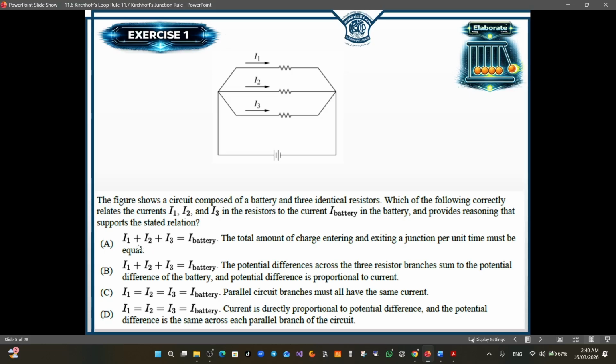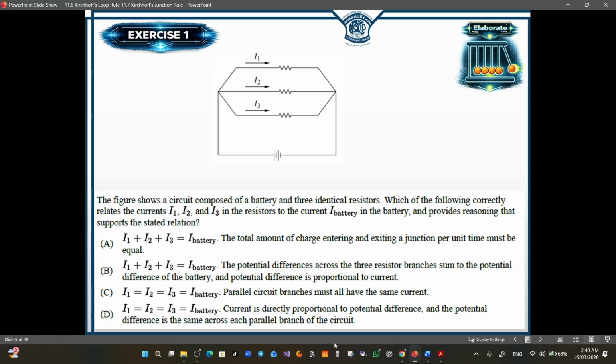So exercise 1. The figure shows a circuit composed of a battery and three identical resistors. Which of the following correctly relates the currents I1, I2, and I3 in the resistors to the current I battery in the battery, and provides reasoning that supports the stated relation? Let me remind you that the total amount of charge entering and exiting a junction per unit of time must be equal, according to the conservation of charge. In other words, the current entering and exiting a junction must be equal.